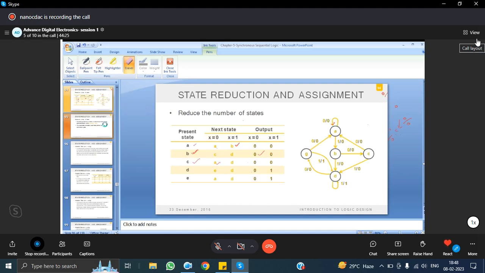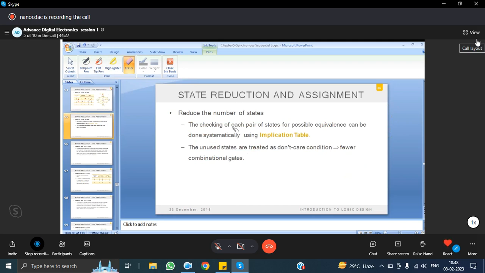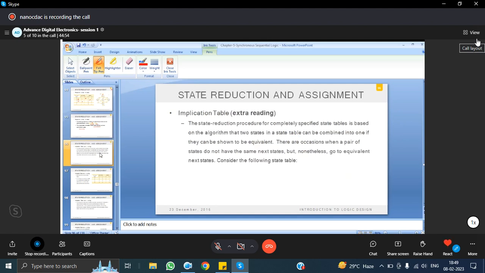Next, reducing the number of states. Here you should check each and every pair of the states for possible equivalence, and it can be done systematically by using the implication table. You can use the state implication table and reduce the number of states very neatly. Unused states are treated as don't care conditions, and it can be designed with fewer combinational gates. Okay? So, implication table.